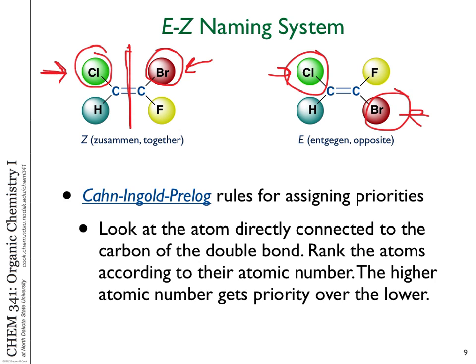So the first thing you do is look at the atom directly attached to the carbon and say which of those groups on the left has the highest priority, which group on the right has the highest priority, and then how are they related from left to right.